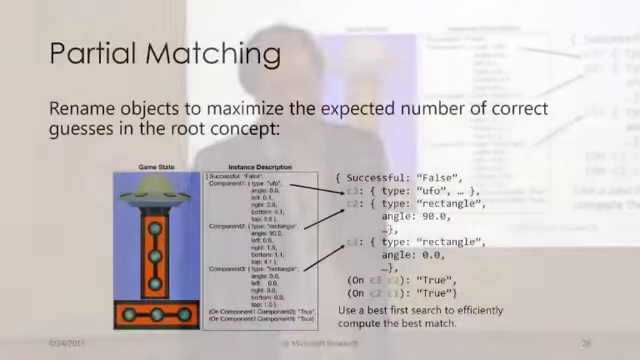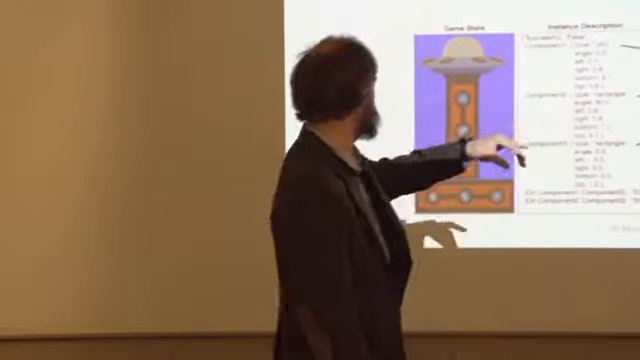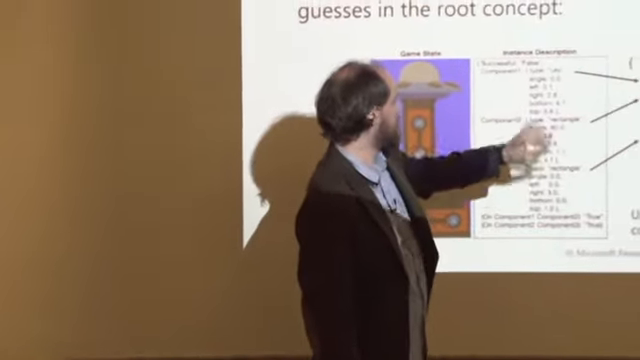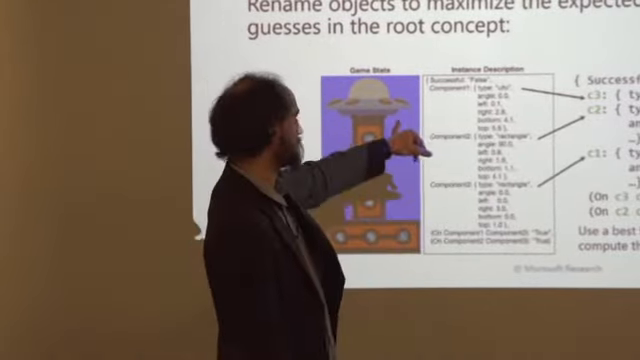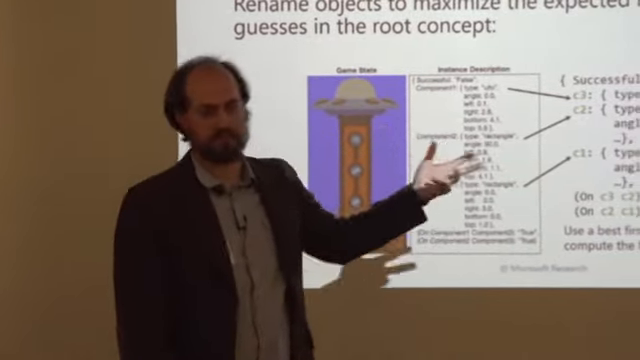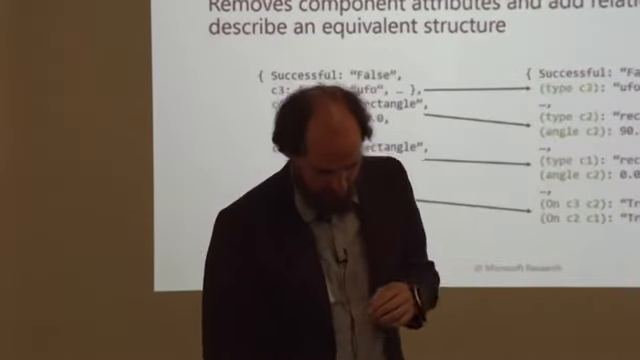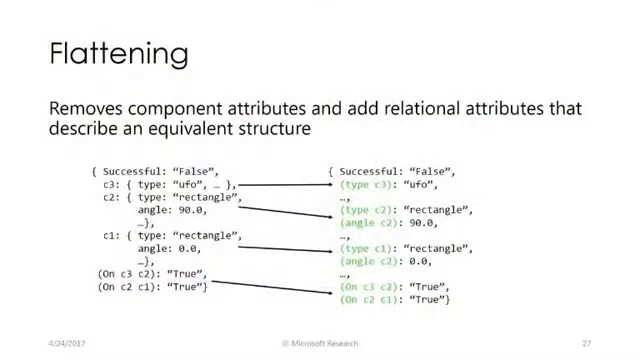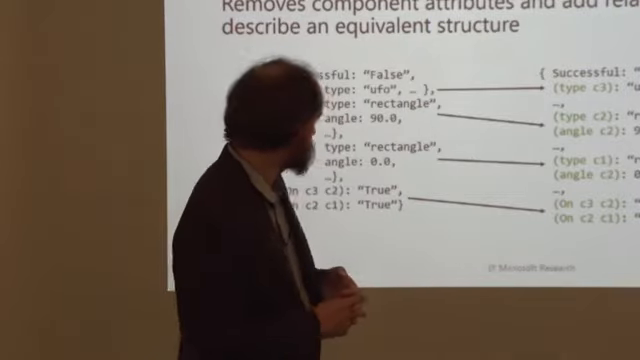So the first step is partial matching, where it tries to rename objects to maximize the expected number of correct guesses it could have at its root concept. So given a state coming in, for example, this one, if the UFO in previous instances had previously been called component 3 more often than it was component 1, then you'll rename it because it just aligns the structure better. After that, we flatten the instance out. So you essentially take all of the component structure and describe it in equivalent relational terms.